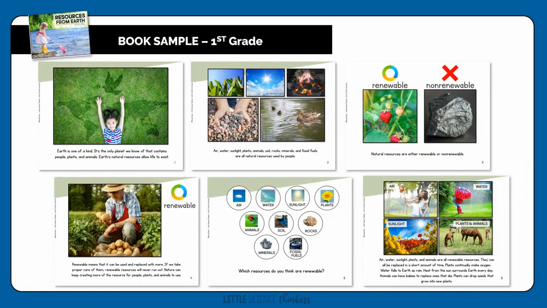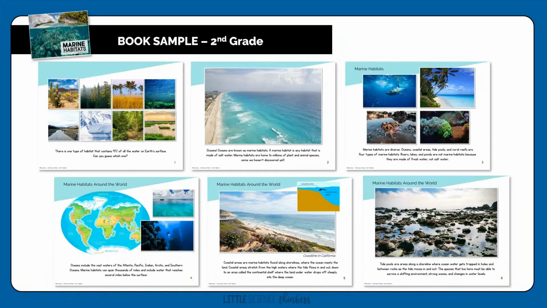Here's a sample of a first grade book. This is about resources, and in this lesson, students are learning about renewable and non-renewable resources, and the material is all presented to them in this read aloud book. And then in the second grade sample, this is a book from the Habitats unit. They're learning about marine habitats and what those are, what they're made of, what lives there, that kind of thing.